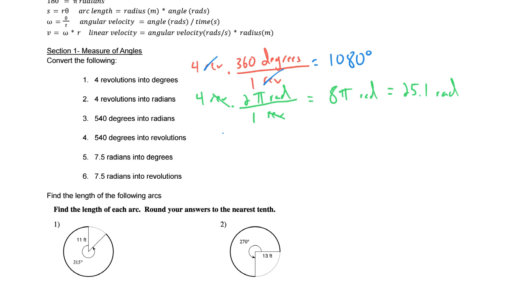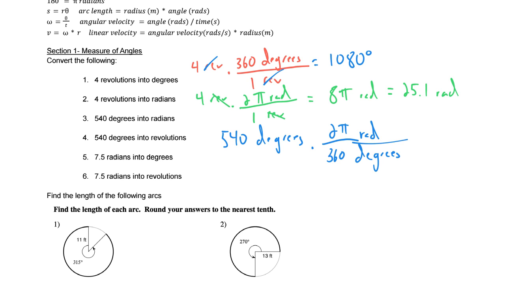So if I start with 540 degrees, I need to multiply that by something that will turn degrees into radians. So I know that in 2 pi radians, there's 360 degrees. Or I could use that in pi radians, there's 180 degrees.